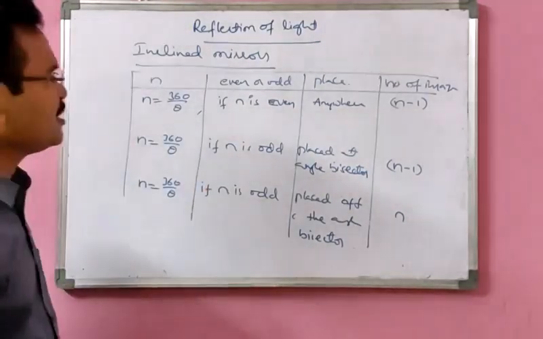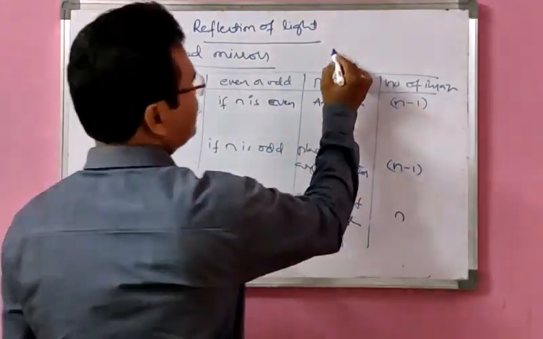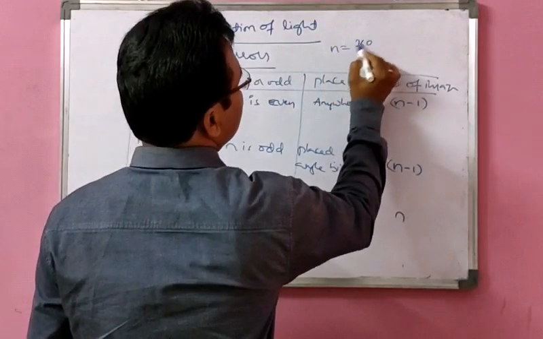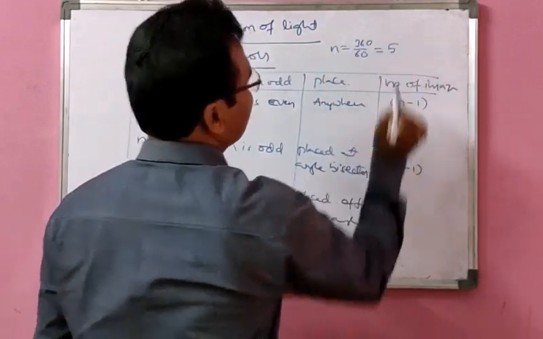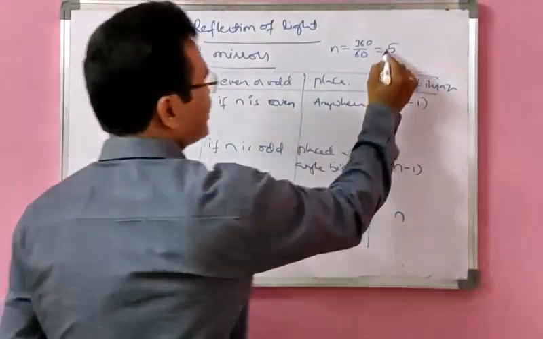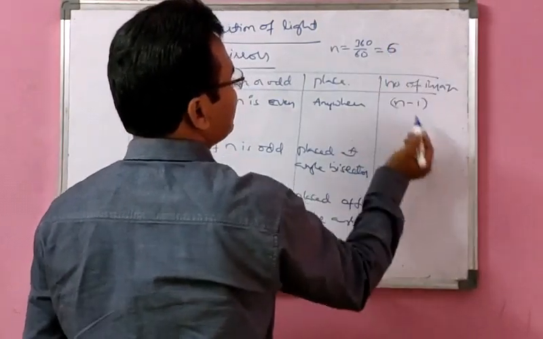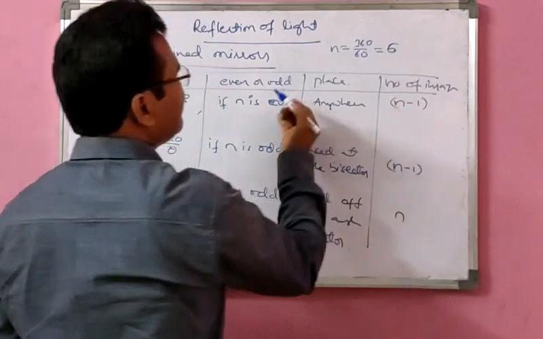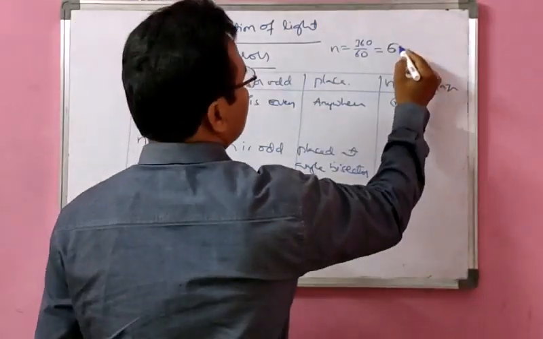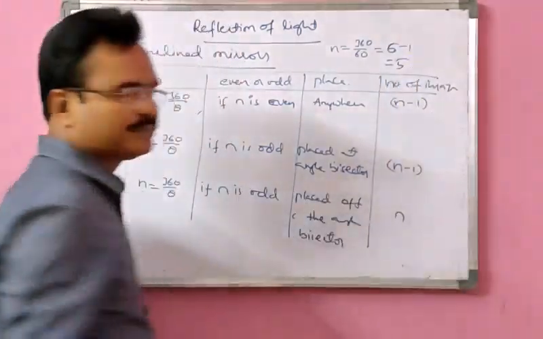For example, if you take theta equal to 60 degrees, then what happens? N equal to 360 by 60. You are going to get what here? 6, I'm sorry. So the number of images will be here, if it is even, no question, wherever it may be, you have to subtract 1. The answer will be 5.